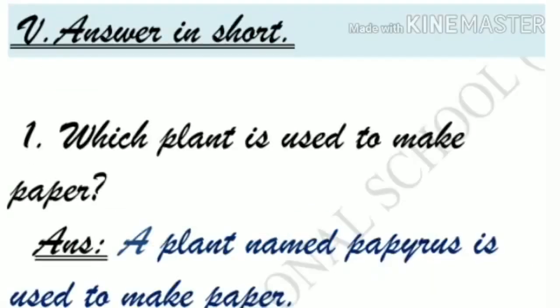Roman 5. Answer in short. 1. Which plant is used to make paper? Answer: a plant named papyrus is used to make paper. Papyrus. Papyrus is used to make paper.